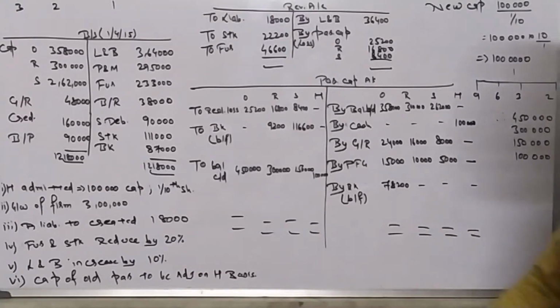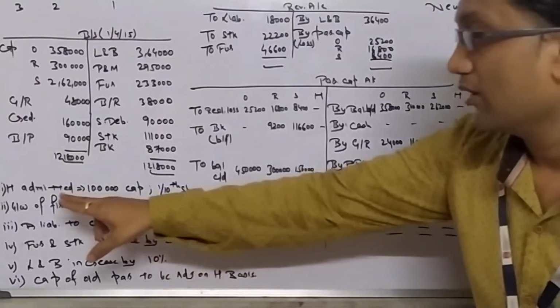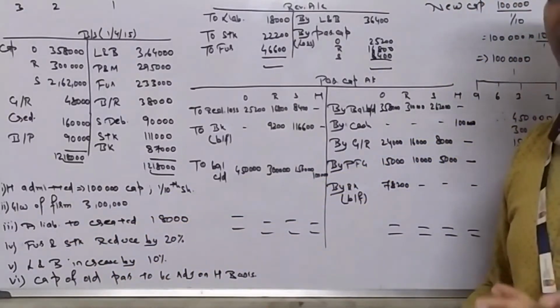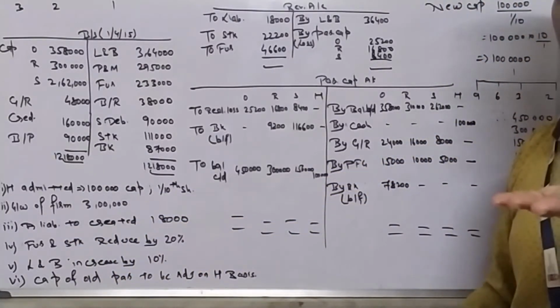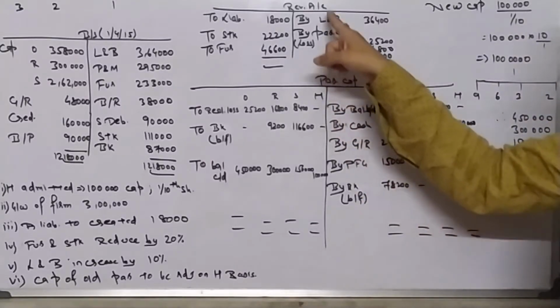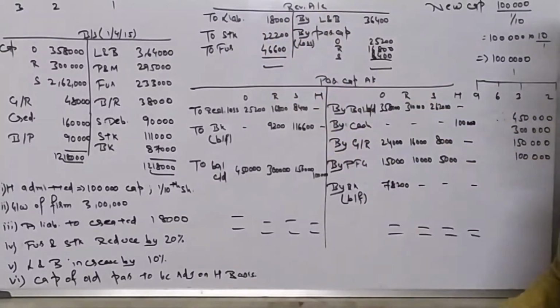Third, revaluation of assets and liabilities. How do we do it? Take the adjustments. A liability is to be created. Guys, the liability has to be increased, so it is debited to the revaluation account. I have written in the revaluation account, to liability, 18,000.